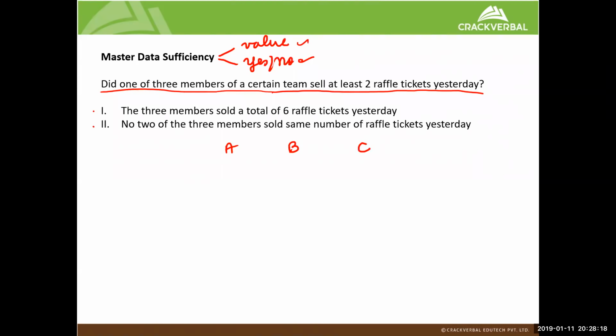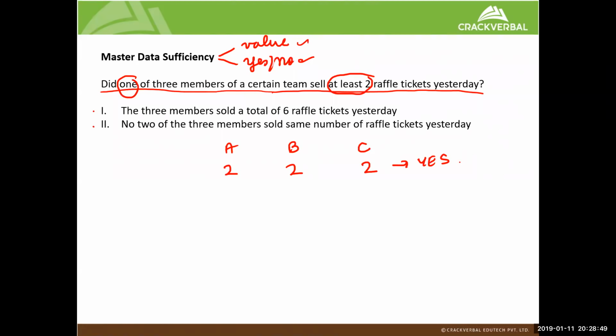So ideally, if they sell a total of 6 raffle tickets yesterday, the ideal scenario will be each of them sold an equal number of raffle tickets, right? So each of them sold 2, 2, and 2. Now in this scenario, does one of the three members sell at least 2 raffle tickets yesterday? Definitely yes in this scenario. Agree? Because I have one person who sold 2 or more raffle tickets. In fact, all of them have. So it answers the question with a definite yes.